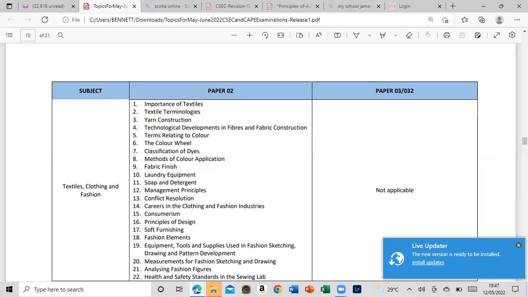And then we have measurement for fashion sketching and drawing. All right, health and safety in the sewing lab. So you must know the safety and how to take care of yourself in the lab. If you want to become a fashionist, you have to be careful.